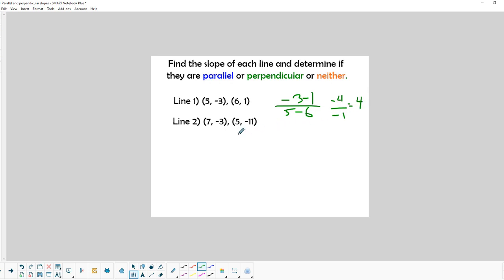Right? Okay, so let's look at the other one. Last minus last, -3 minus 11. That would be -14. And then you've got 7 minus 5. So 7 minus 5 is 2. -14 divided by 2 would be -7. So these are not parallel nor perpendicular, so this would be neither.